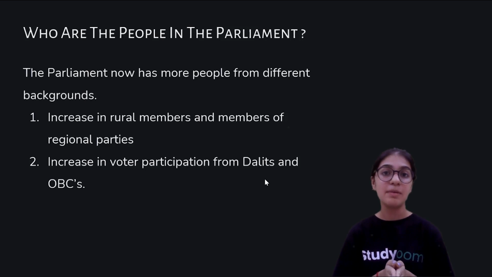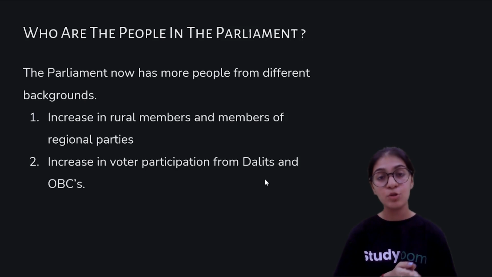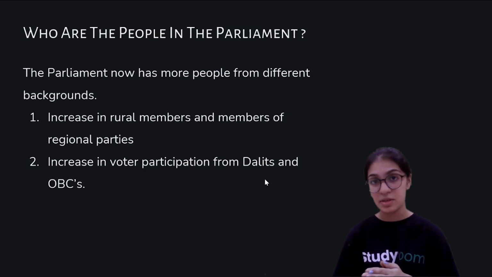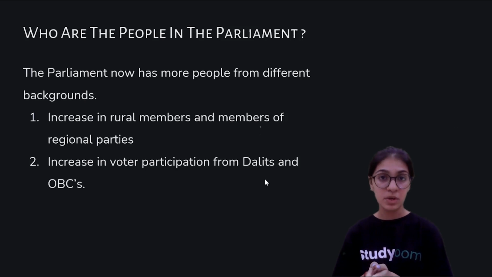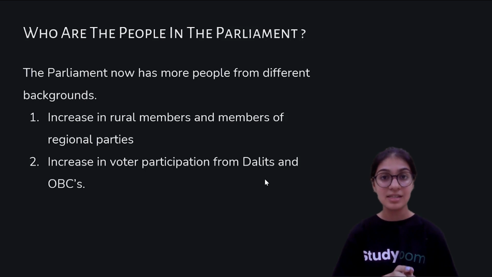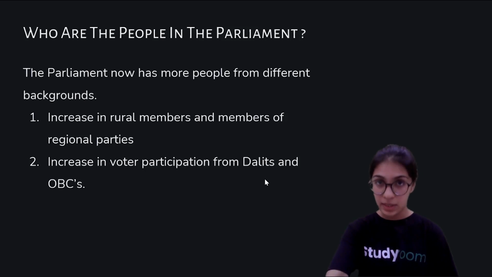So here we mean that the people who belong to the Dalits and the OBCs are now also casting votes and electing their representatives. Earlier, these people used not to be involved in the voting process, but now we can see that there is an increase in the voting participation from this part of the society also, that is, Dalits and OBCs, the other backward classes.